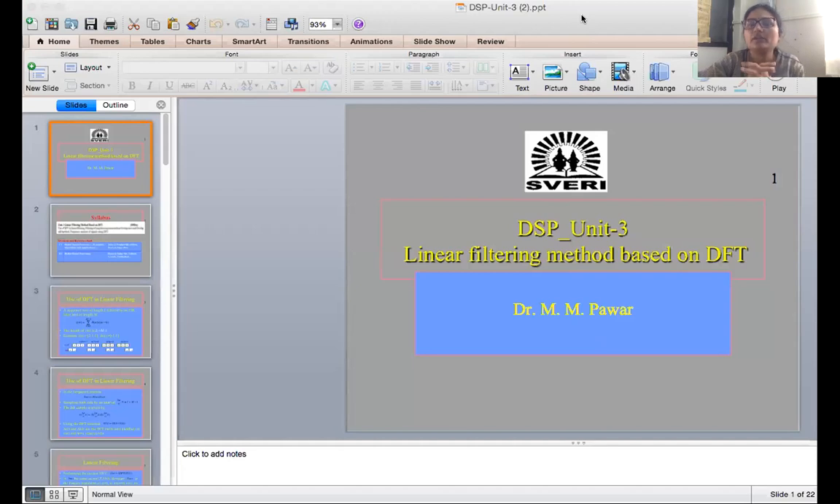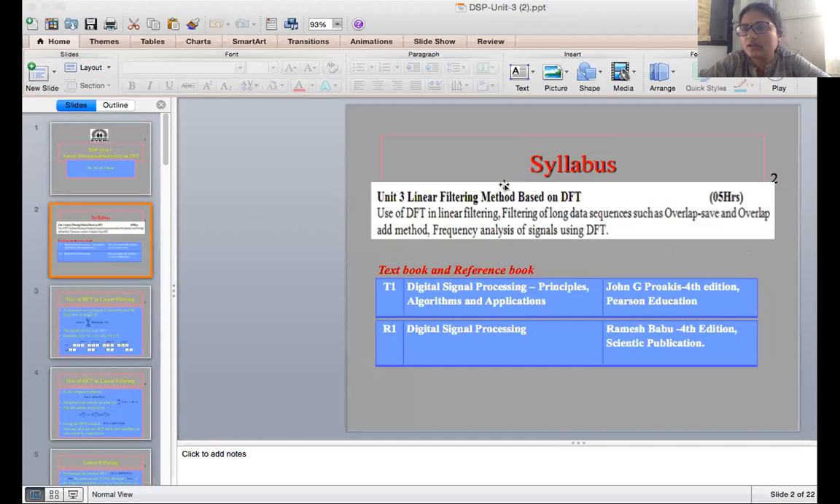Write down chapter number 3, linear filtering methods based on DFT. Write down the syllabus for chapter number 3. It's a very small chapter. It will take hardly 3 to 4 lectures, so we'll complete this within 3 to 4 lectures. And after that, the 4th chapter is somewhat big, but it will take hardly 8 hours.